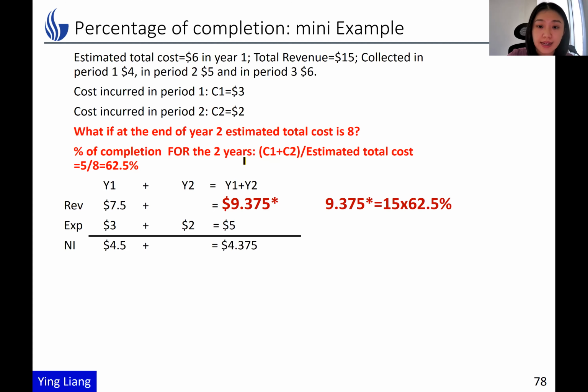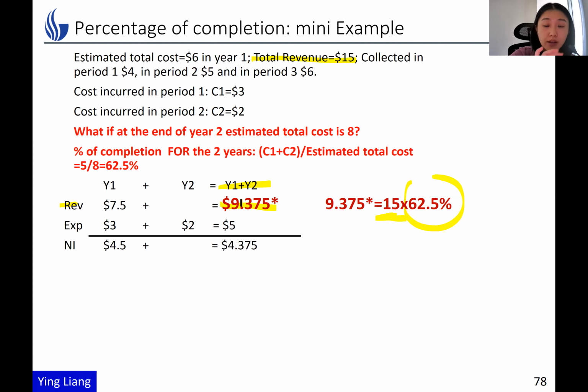Now, what is next? Next, we're gonna still use the formula, right? We have the percentage, and then I'm gonna times the revenue, $15. So I got 9.375. This is the dollar amount to be recognized for 2 years. So Y1 plus Y2 revenue should be 9.375. And I know for the expense, for 2 years it's 3 plus 2 equals 5. So the net income for 2 years is 9.375 minus 5 equals 4.375, right?